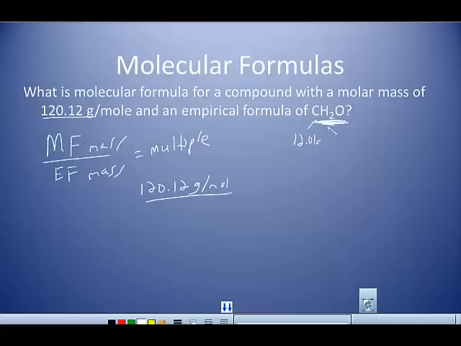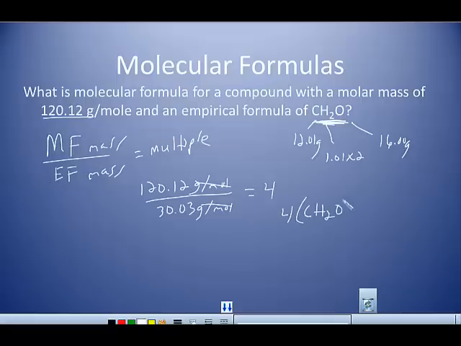So 12.01 grams for the carbon, 1.01 grams for each hydrogen, and 16.00 grams for the oxygen. If I add all that up together, I get 30.03 grams per mole. It doesn't really matter what unit I use here. It could be AMUs if we're just using formula mass, but if it's grams per mole, I divide that and I get 4. That's my multiple. So I take 4 times my empirical formula. That's what I mean by a multiple.